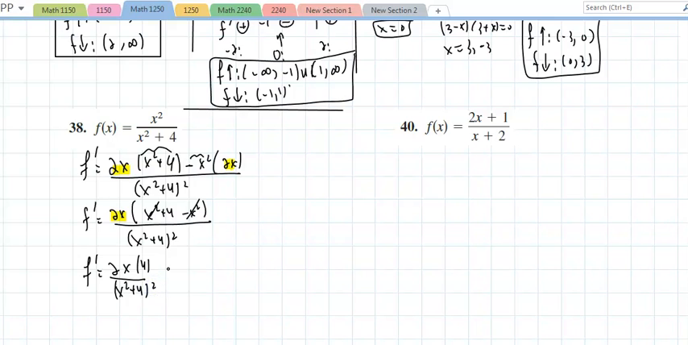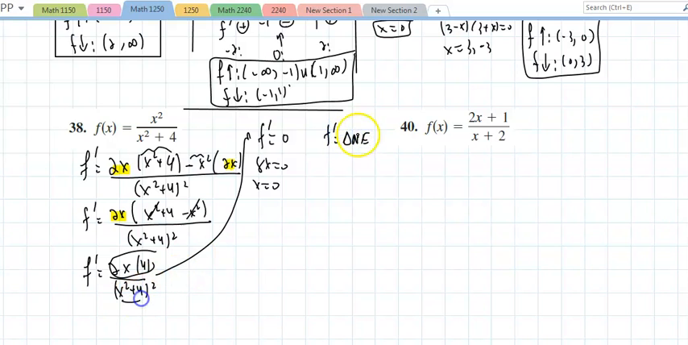Now what? Critical numbers. I need to know, where does my derivative equal 0? A fraction equals 0 if the top equals 0. And where does my derivative not exist? That's when the denominator equals 0. But in this case, the denominator can never equal 0. So I only have one critical number to worry about, and that is 0. There's the derivative, and there's f. If I pick a point to the left of 0, let's say -1, and I'm going to put that in there.